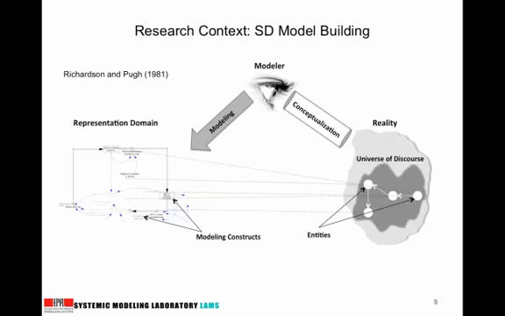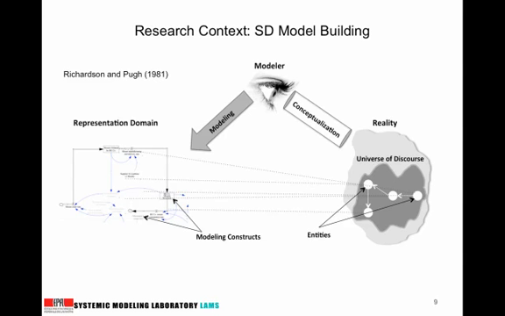Now, if we look at the research context, which is ST model building, Richardson and Pugh outlined several steps for building ST models that start with problem situation identification, model conceptualization, model construction, testing, sensitivity analysis, and so on. But what's important here for us is just two main steps.